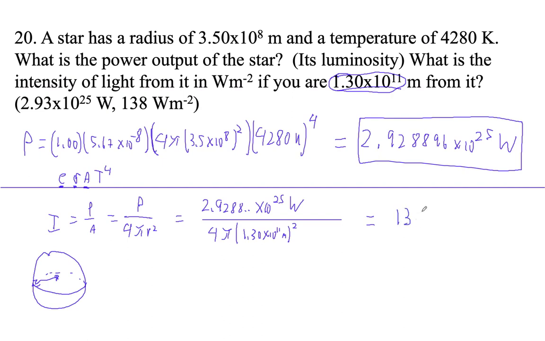137.9 watts per square meter. By contrast, the sun, we're about that distant from it, and it's about 10 times that, but that's because the sun is 10 times as luminous as this star. All right. Basic astronomy lesson here, I guess.